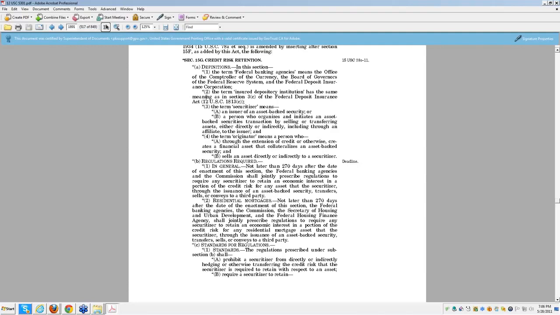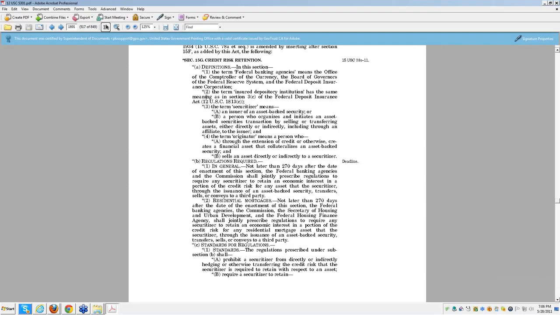Not later than 270 days after the date of the enactment of this section, the federal banking agencies, the Commission, the Secretary of Housing and Urban Development, and the Federal Housing Finance Agency shall jointly prescribe regulations to require any securitizer to retain an economic interest in a portion of the credit risk for any residential mortgage asset that the securitizer, through the issuance of an asset-backed security, transfers, sells, or conveys to a third party.